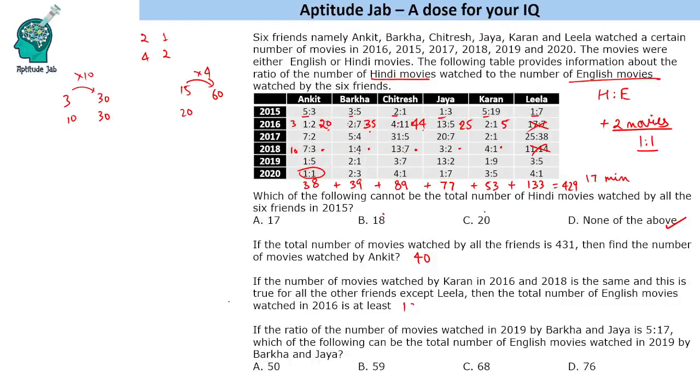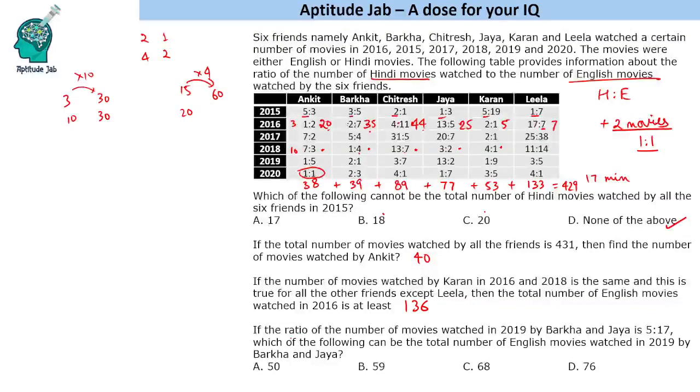Wait. We have to find for this person also. Although the condition is not for Leela, we will have to find for Leela also, because it is saying the total number of English movies watched in 2016. So for Leela, we discarded that the number is not equal, but we will keep the minimum, so that it will take 7 more. So the answer will be 136. So that will be the answer to this.